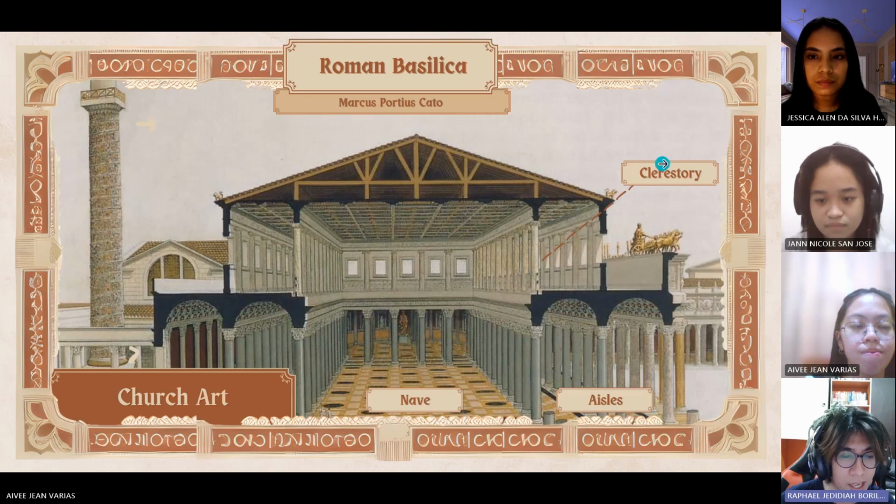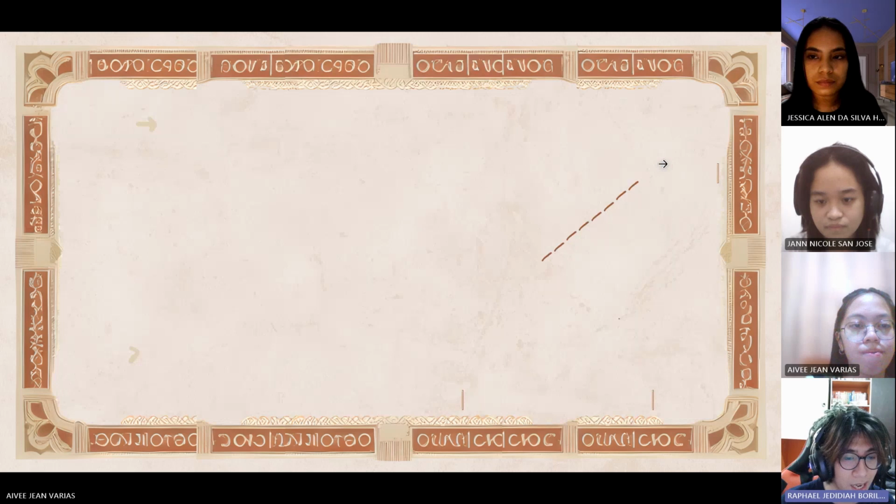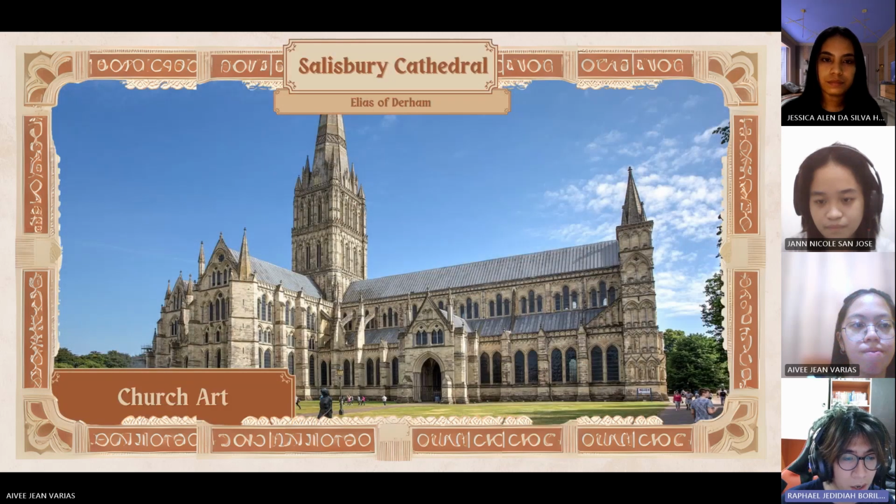Inspired by the basilica's layout, like the Salisbury Cathedral built by Elias of Durham, churches would usually be oriented from east to west facing the sun and were normally built around the location of the altar. In addition to the basilica, many churches included arches, bays, galleries, and triforium, all of which were made to amplify the beauty of the church.